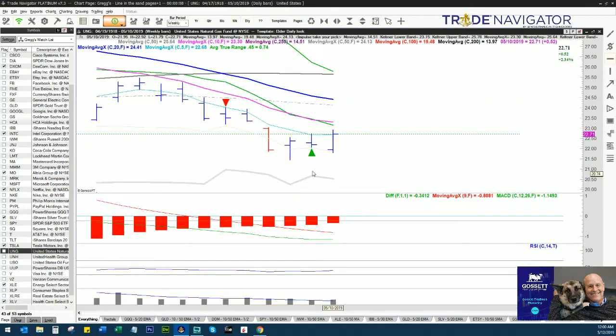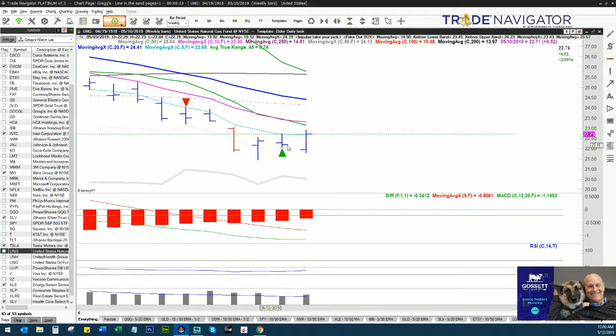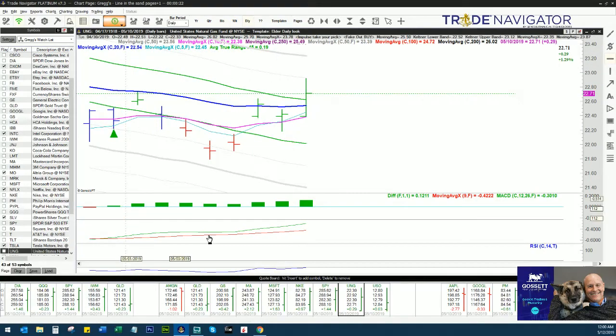But was it positive on the weekly? It sure was. We had a V1. We confirmed this false breakdown to the upside and then closed back above there. So that is why I took UNG.